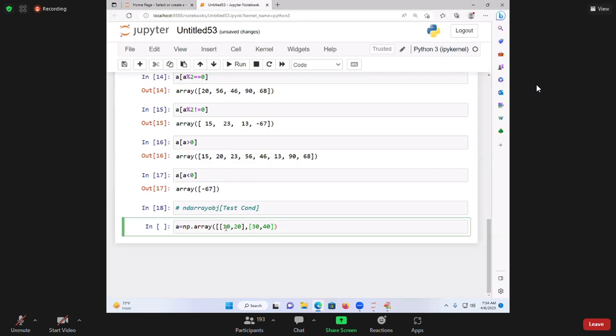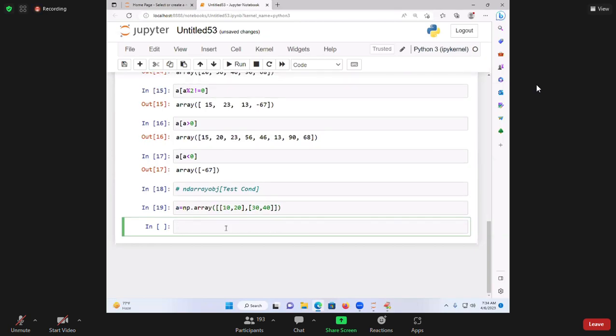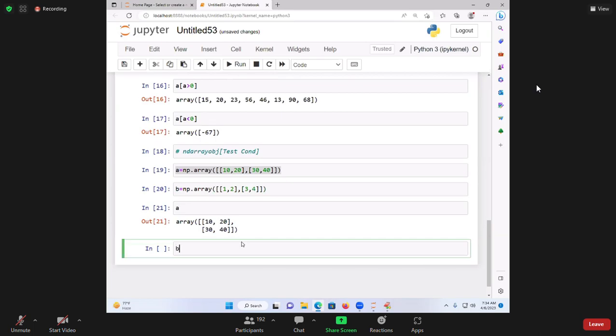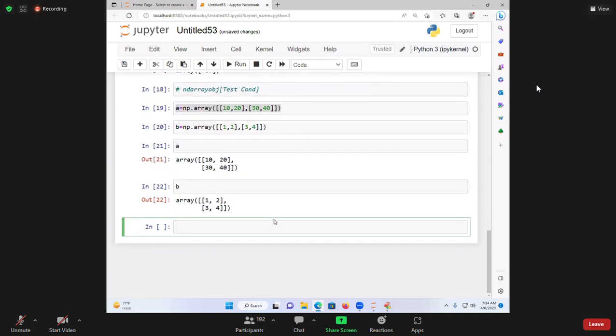30, 40. Take any big matrix you like. Now I'm taking one matrix here. B matrix also I will take. np dot array, I'll take this same thing. I'll come to this place. B is equal to, now I'm taking 1, 2, and next 3, 4. Print A matrix, print B matrix. This is my given data.